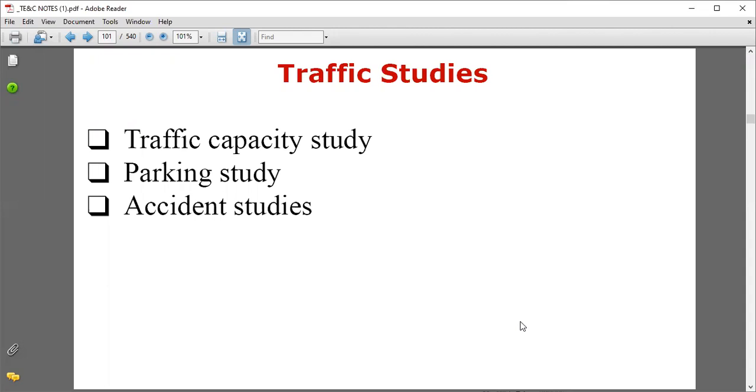Means in this traffic studies, we can analyze the traffic which is moving on the road, and through this we'll understand how many parkings are there, how many vehicles are moving on the roads, again how many accidents happen on this road. So all these details we will get from this traffic studies only. Okay, so this is a very important part.